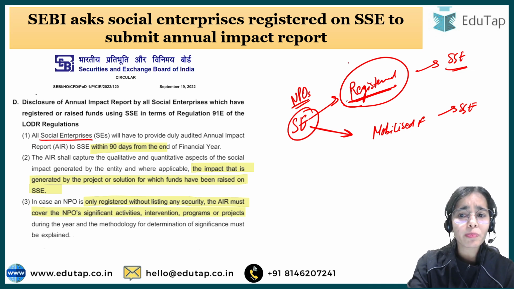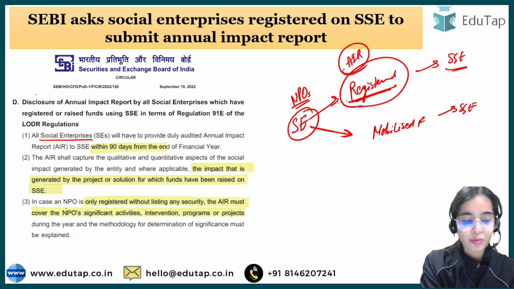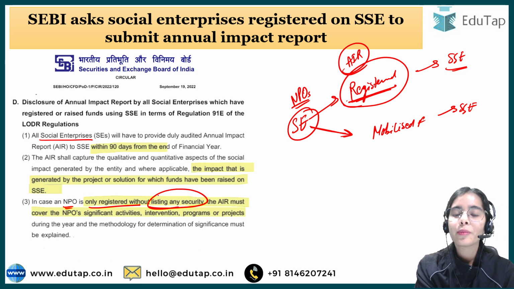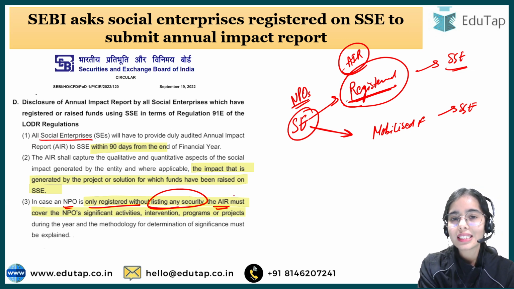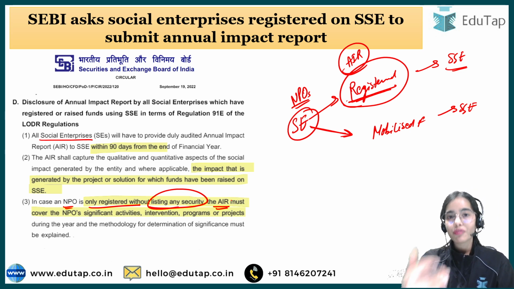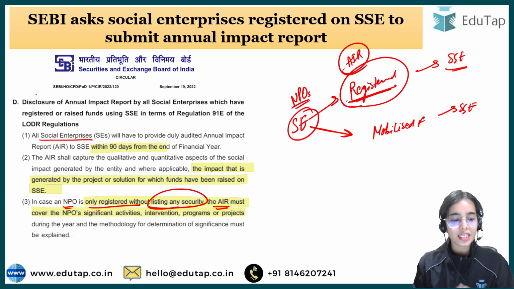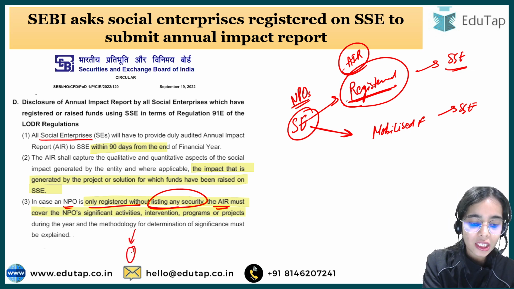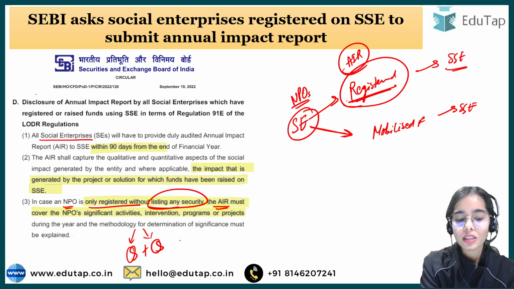So why will they release the annual impact report? Because it will show their work. The NPO that is only registered, without listing any security, without mobilizing any fund, also has to release the AIR, the annual impact report, that must cover the significant activities they have done for the society: the interventions, the programs, the projects that they have run, and the methodology they have adopted for calculating the qualitative as well as the quantitative impact they have made in the society.